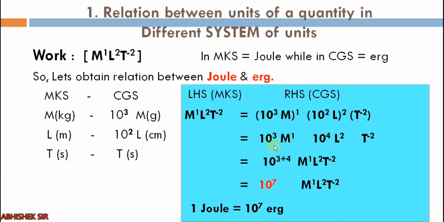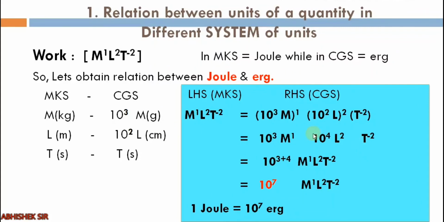So here 10 raised to 3 M1, over here (10 raised to 2) raised to 2. So it will be 2 2s are 4. When it comes out of the bracket, it is 10 raised to 2 L whole square, that is 10 raised to 4 L square. Okay, and T raised to minus 2 will be repeated.